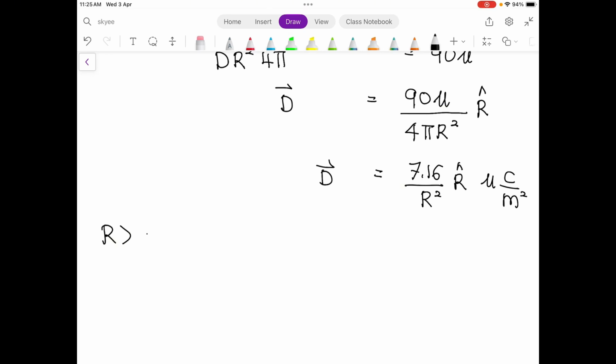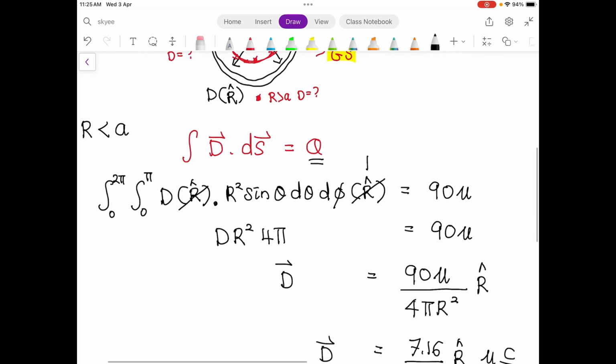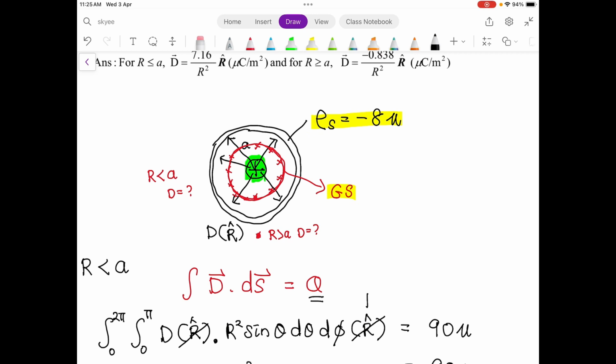Then we move forward to the next region, when r is greater than A. That means this point, outside the spherical shell. The first step is still the same: you need to construct a Gaussian surface.